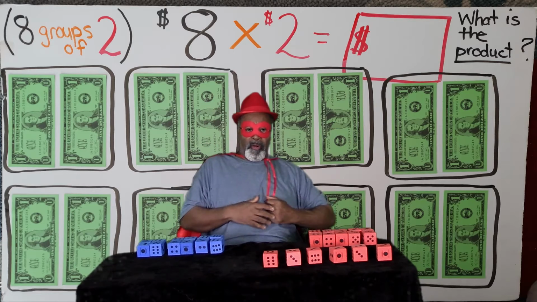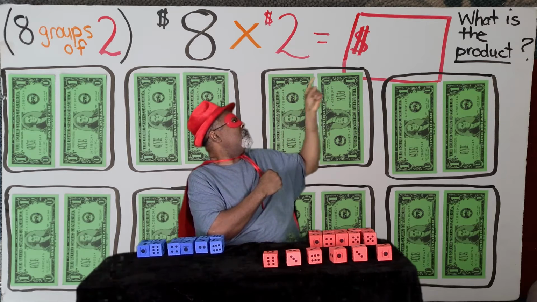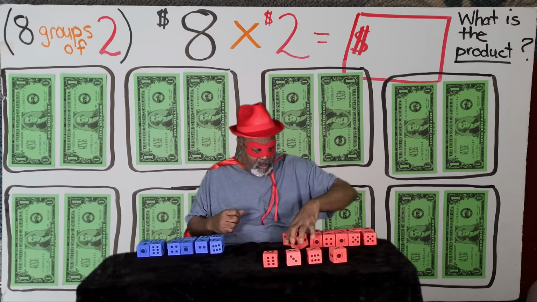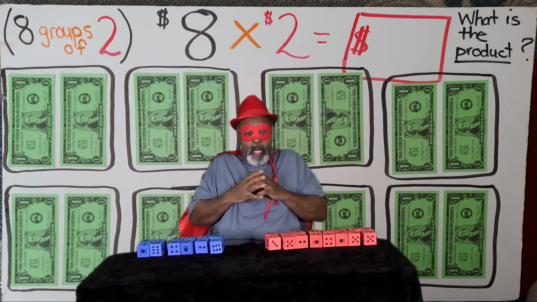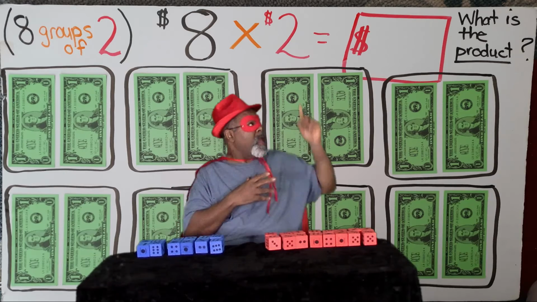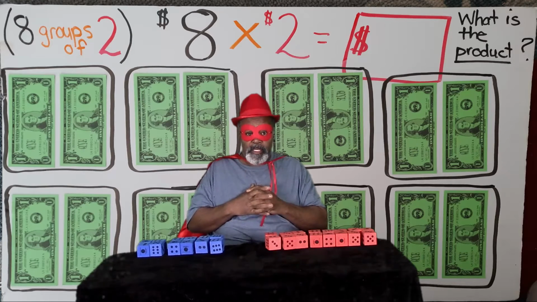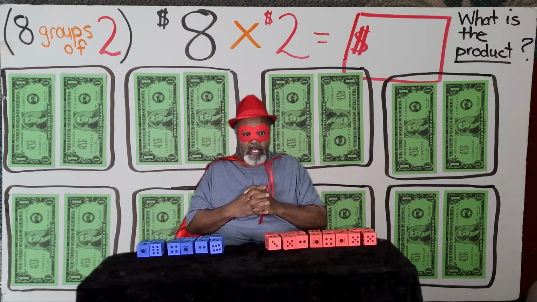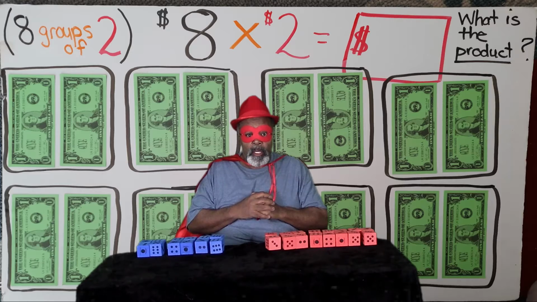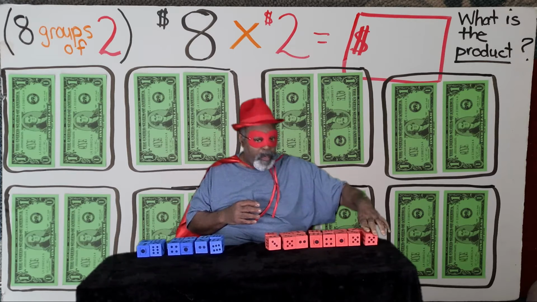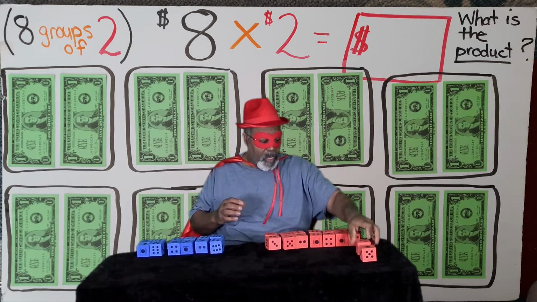Ooh, big 3rd and 4th grade problem here. 8 times 2. So let's put our dice back. Now, in earlier episodes, we learned that 8 times 2 is the same as 8 groups of 2s. So that means we got to put these red dice in groups of 2s 8 times. So we're going to put them in groups of 2s. 1, 2, that's the first group.